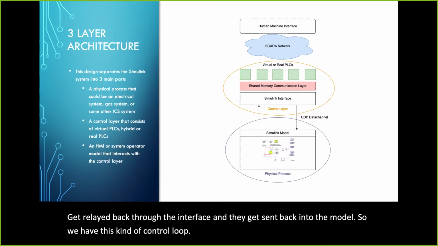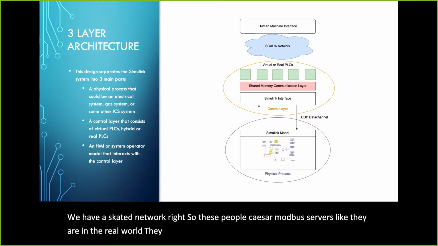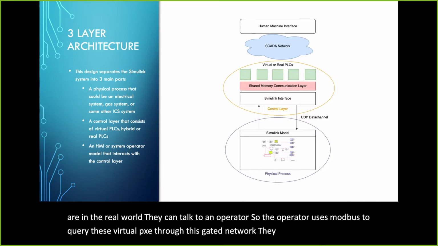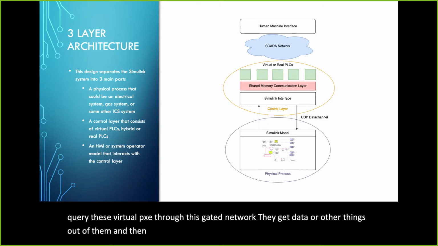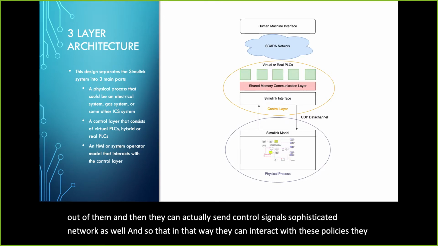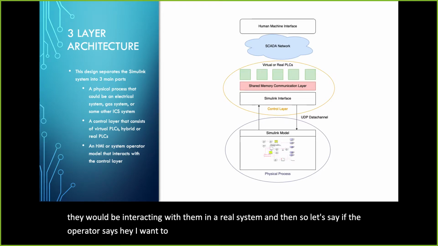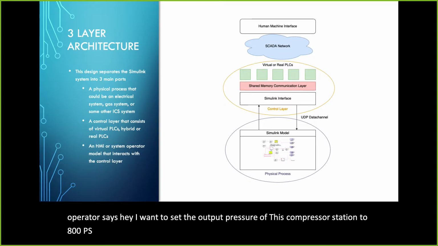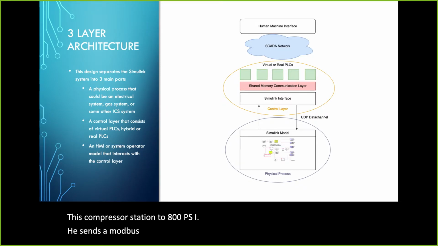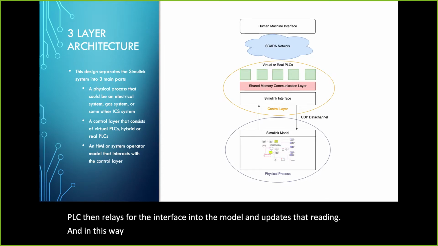Then we have a SCADA network. These PLCs are Modbus servers, like they are in the real world. They can talk to an operator. The operator uses Modbus to query these virtual PLCs through the SCADA network. They get data out of them, and then they can send control signals through the SCADA network as well. In that way, they can interact with these PLCs like they would in a real system. So if the operator says, I want to set the output pressure of this compressor station to 800 psi, he sends a Modbus request through the SCADA network to one of the PLCs. That PLC then relays through the interface into the model and updates that reading. In this way, we have a control loop between the operator and the physical system.